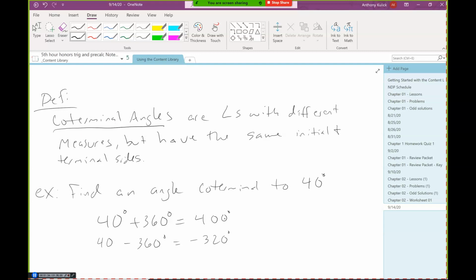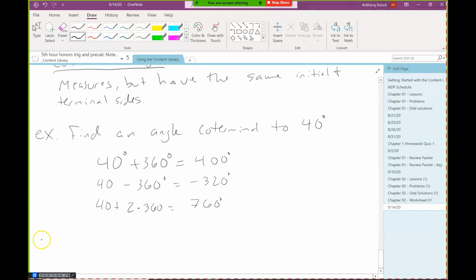How about another one? What if I add 360 twice? Would that get me coterminal still? So if I want a coterminal angle, any of those would satisfy, right?